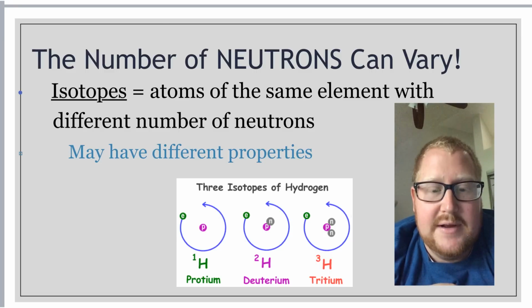So the main idea is that these different isotopes have different properties, and it's due to the number of neutrons in the nucleus. And if there's too many or too little, those nuclei are unstable, and so the element will decay. And if you remember talking about nuclear chemistry, you learned about decay last year.